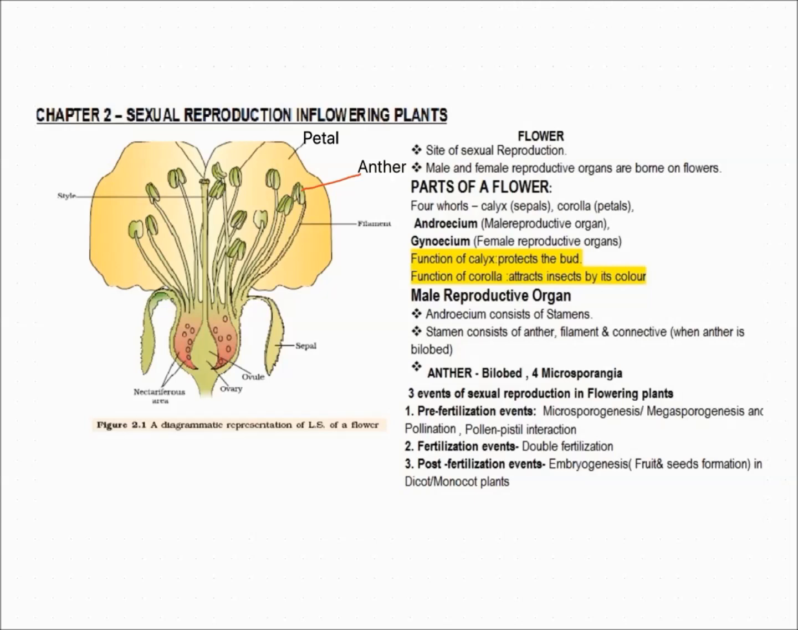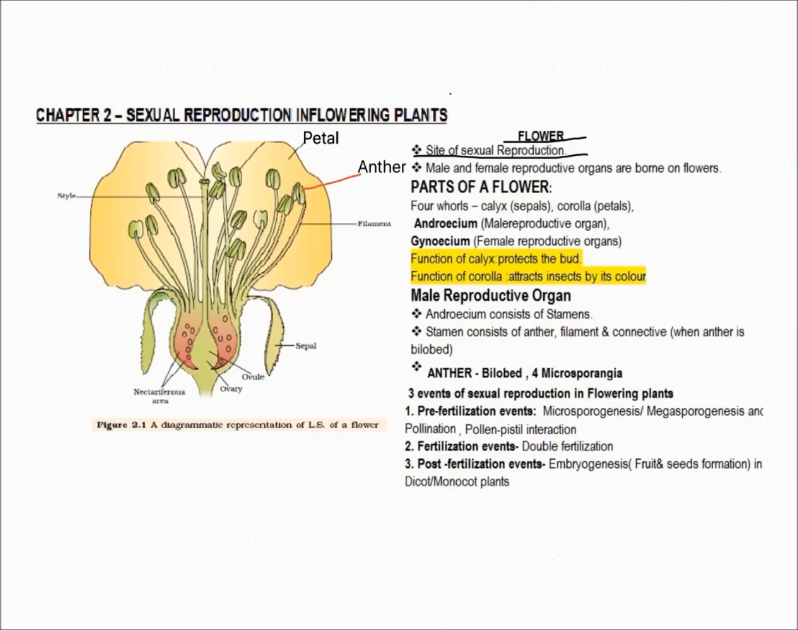Now, in flowering plants, which are also known as angiospermic plants, which is the reproductive organ? The reproductive organ in an angiospermic plant is the flower. Flowers are the sites of sexual reproduction.